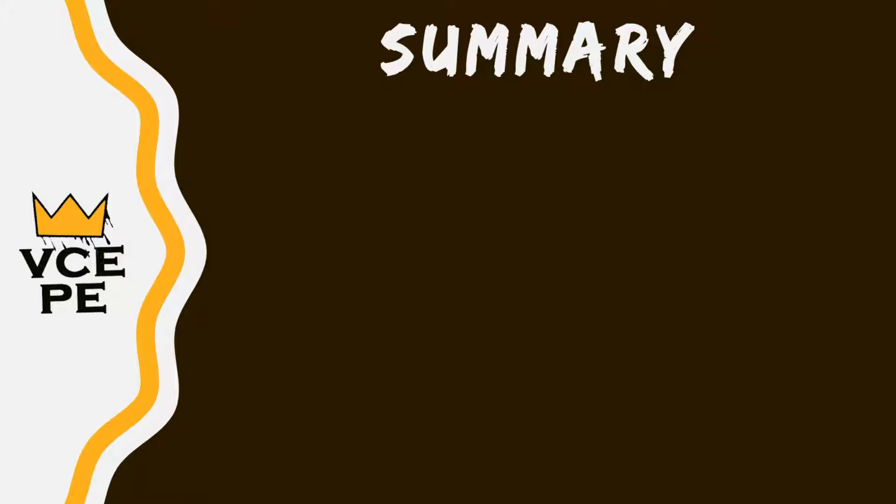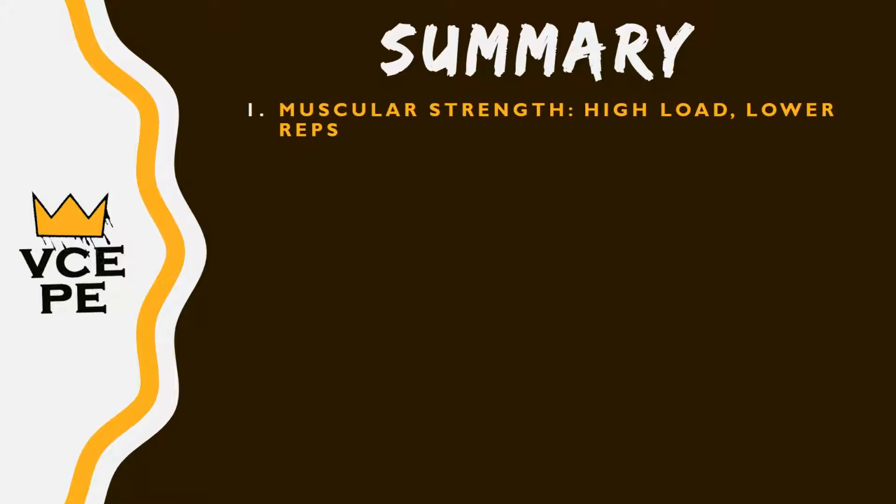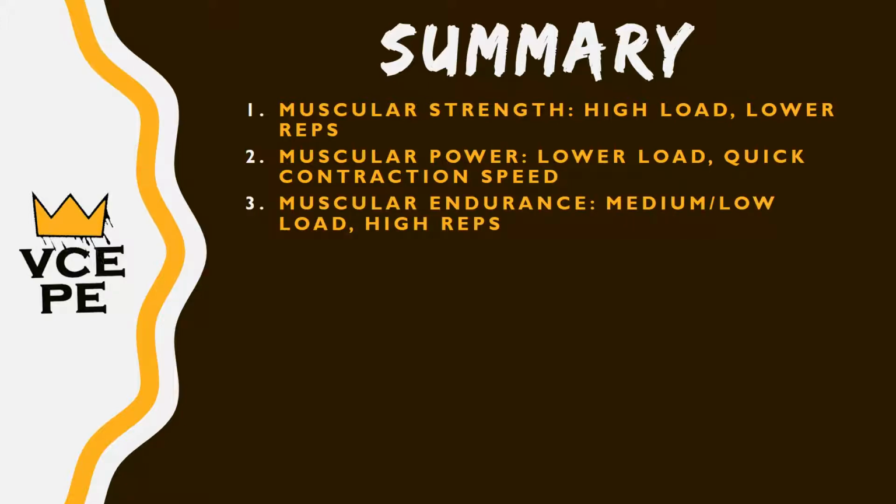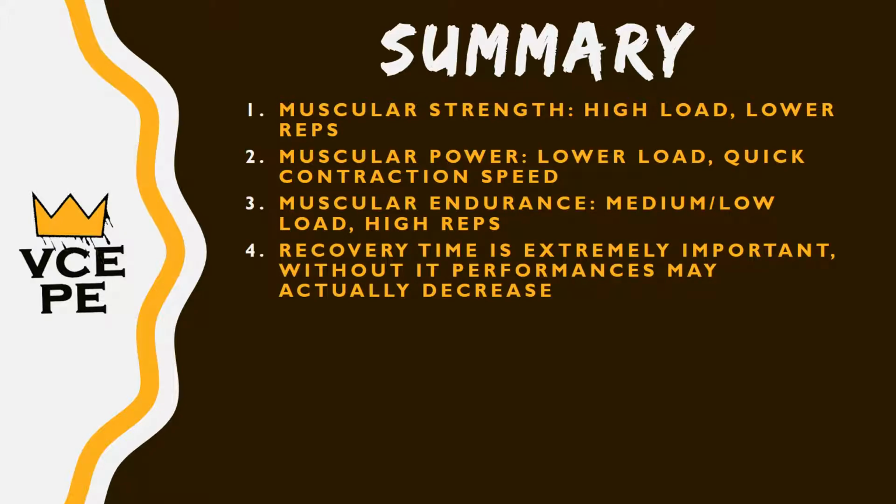So, a quick summary. For muscular strength, we want a high load and low reps. For muscular power, we want a lower load, but we really need to focus on the quick contraction speed. For muscular endurance, we want a medium to low load, but lots of reps because we want to make that muscle contract over and over again. Recovery time is extremely important in all three of those, because if we don't have enough recovery time, we'll increase the likelihood of injuries.